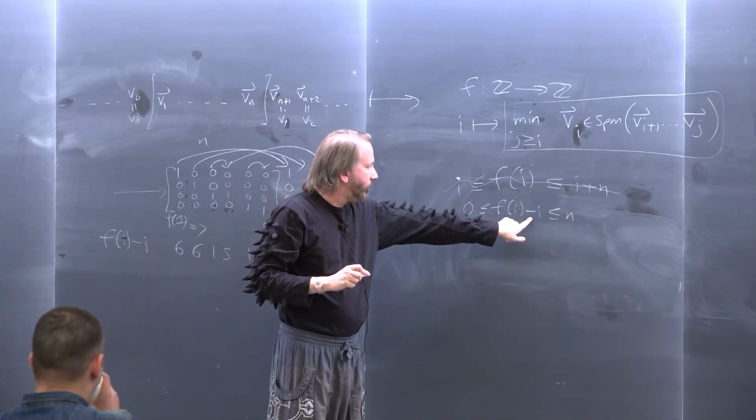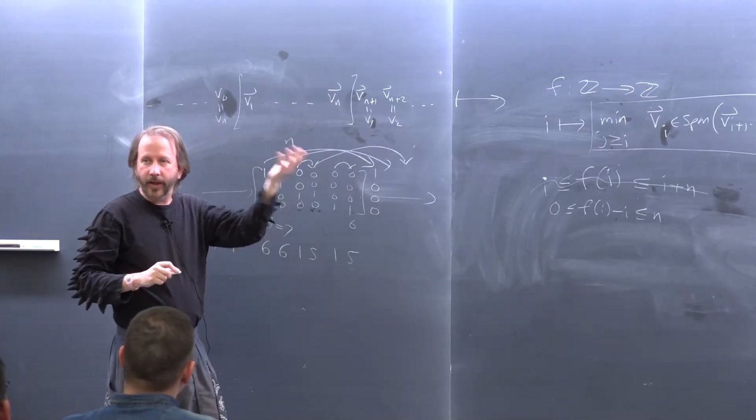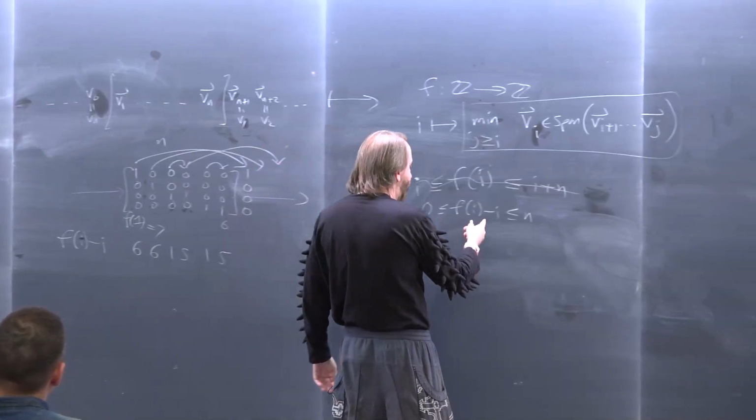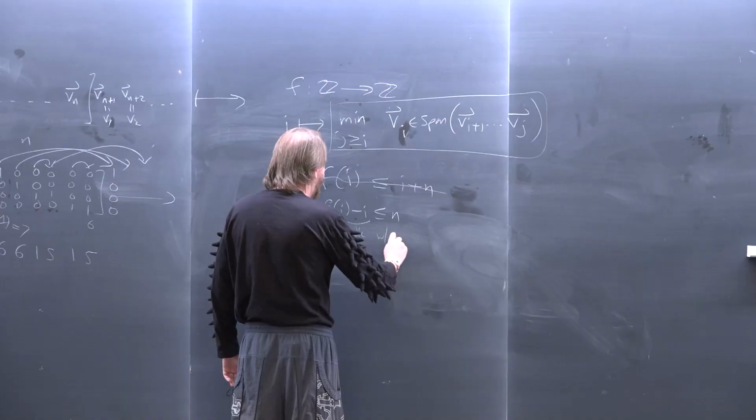So the next thing is to observe that if I start n steps later, because of the periodicity, I'm going to end n steps later. So this f is periodic with period n.